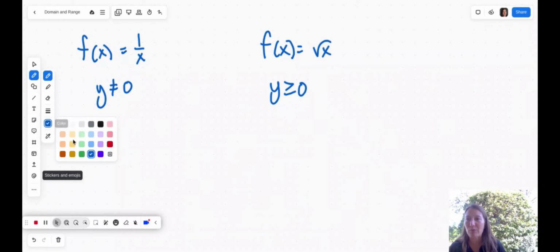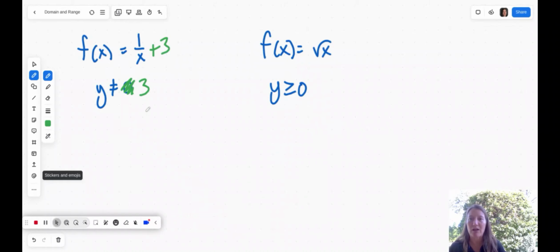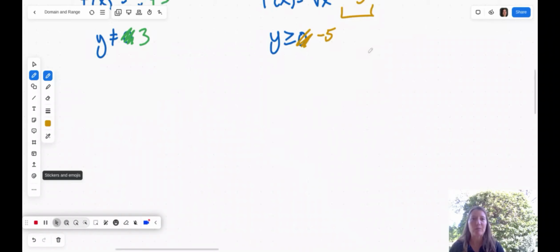And I'll just quickly point out here that if there was something else on here, if this said 1 over x plus 3, then I'm going to say y is not equal to 3. If this said square root of x minus 5, then I'm going to say y is greater than or equal to negative 5. You just take whatever is on the end there, and that's what you compare your y to.